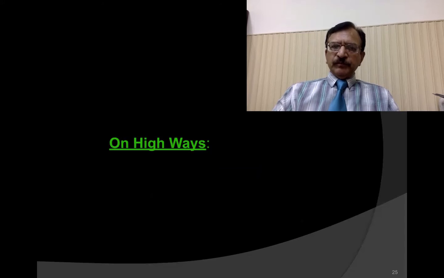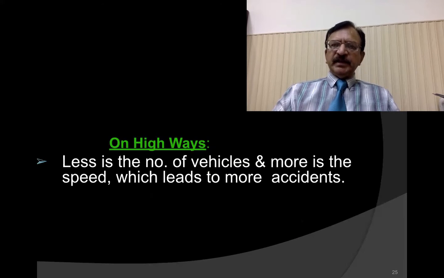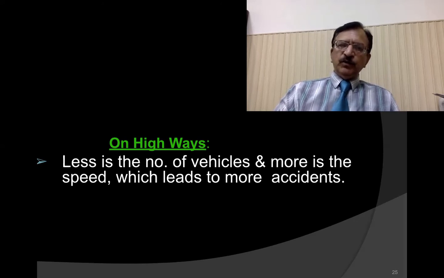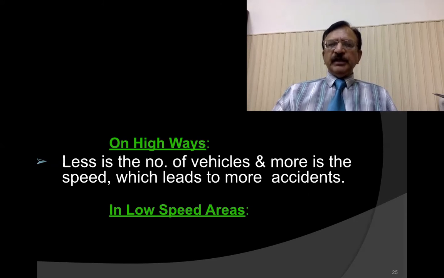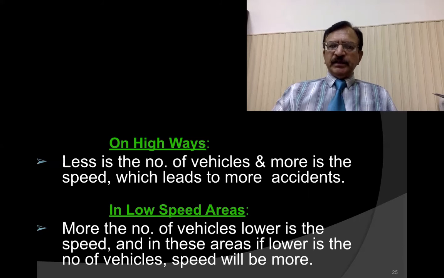As we know, on highways, as there are less number of vehicles, but speed is more, which will lead to more accidents. And similarly, in low speed areas, there will be more number of vehicles as speed is low. So in these areas, because of the increase in number of vehicles, there are chances of accidents. But sometimes in these low speed areas, if the traffic density or number of vehicles is less, then speed will become more. And in city side, this is also a risk factor.